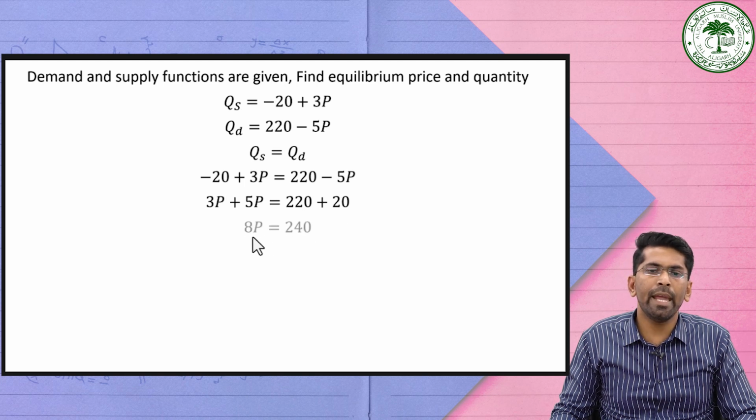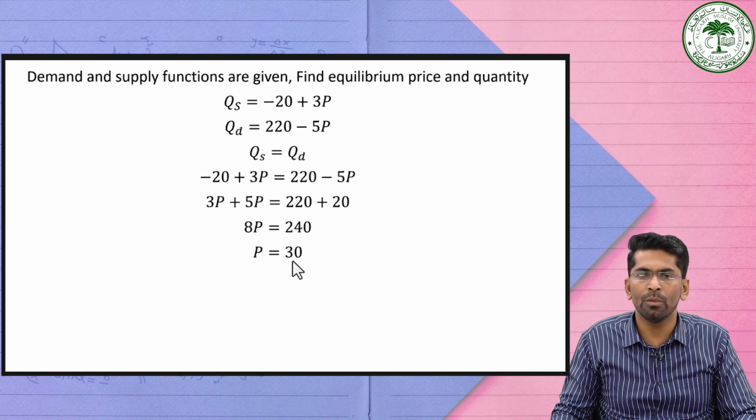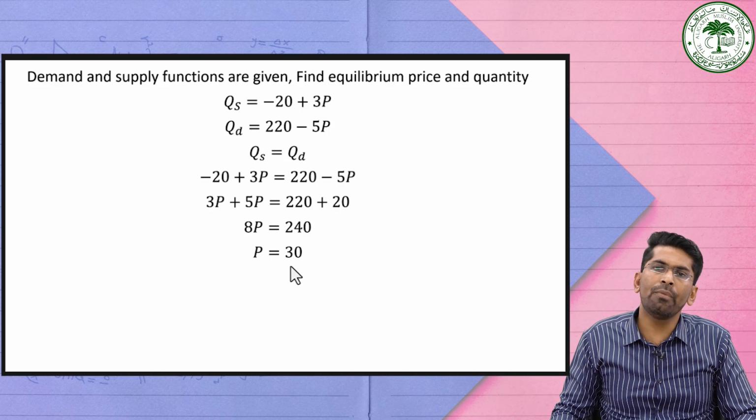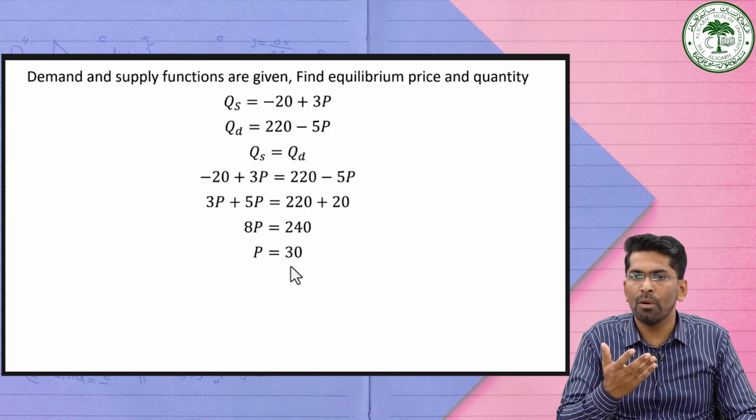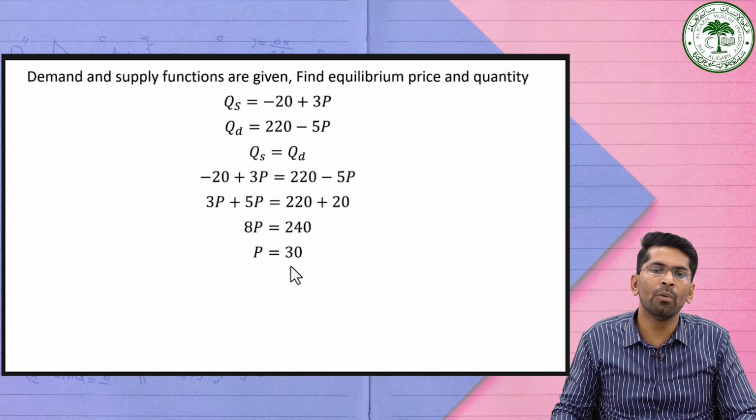So it is 8p, which is 240. Dividing both sides of the equation by 8, it is 240 divided by 8, which is equal to 30. So 30 is the equilibrium price level. Then after finding the equilibrium price level, you can directly substitute this value in the demand or supply function. So here in the supply function, we are going to substitute.